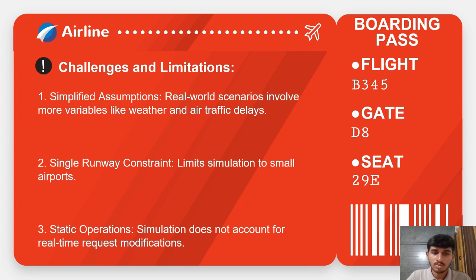Static operations: the simulation does not account for real-time request modifications. Once a signal is given for landing or takeoff, it cannot be modified based on real-time monitoring. So if a plane is to land, but for some situation it is not going to land, then the system does not change the schedule. It will remain scheduled for landing.